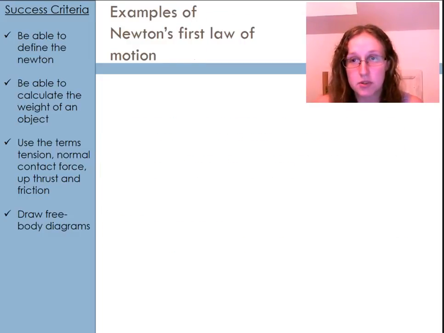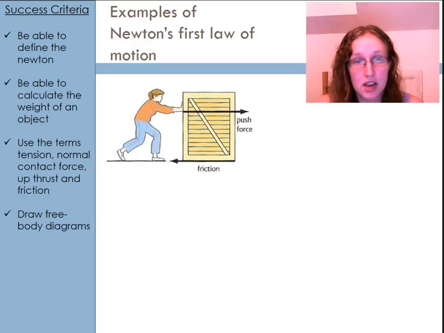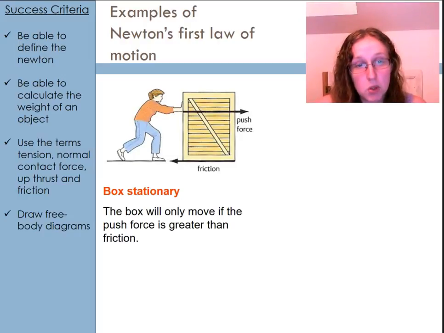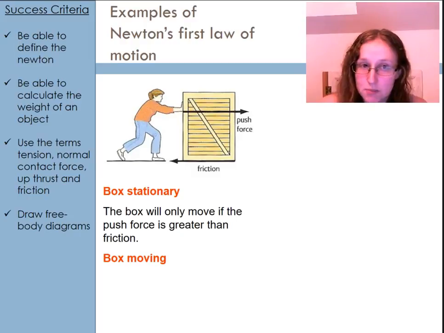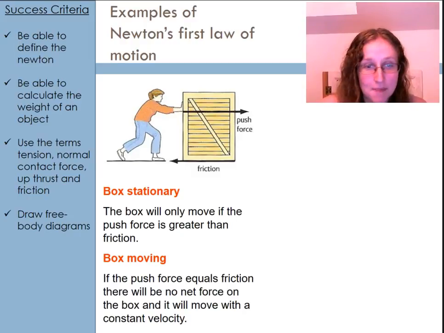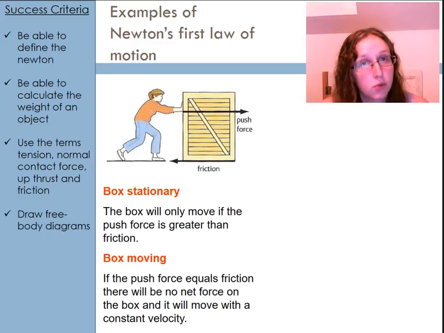So just some examples of Newton's first law of motion. So here I've got someone pushing on a box, and at this moment the box is stationary. And the box will only move if the pushing force is greater than the friction force. Or the other option is that the box is moving, and the push force is exactly the same as the friction force, so there is no net force, so the box just moves forward with a constant velocity.